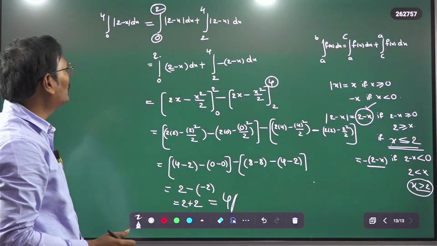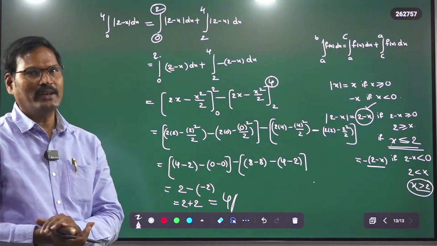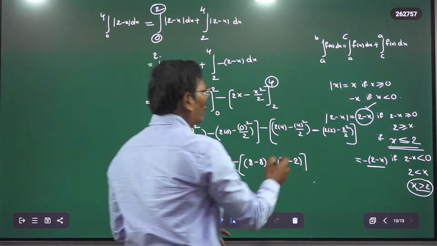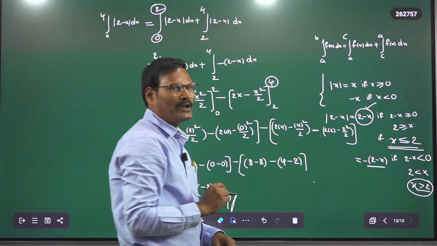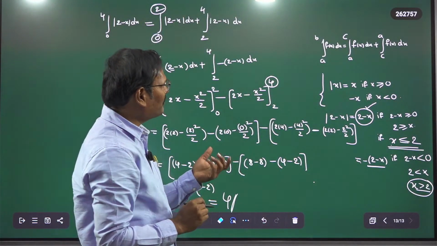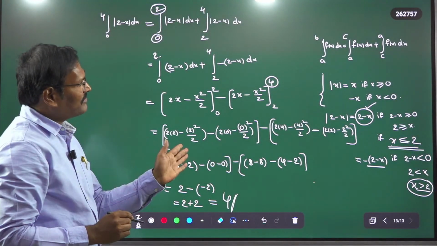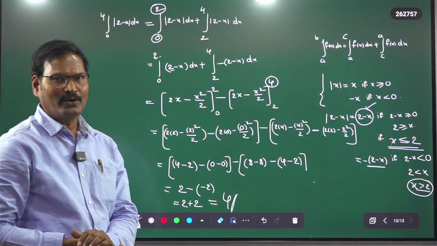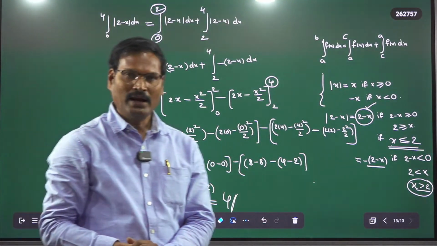Like this we have to evaluate integrals. So when the function is in modulus form, first you have to know the mod x value. If you don't know the mod x value, it is very difficult to solve the problem. Mod x can be written as x if x is greater than or equal to 0, minus x if x is less than 0. Okay. So this problem is also very important for IPA.